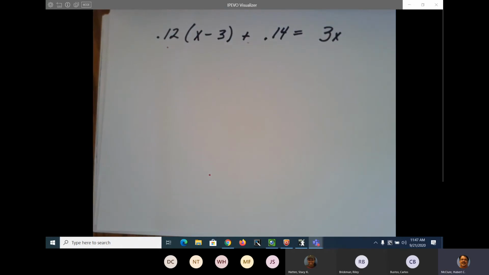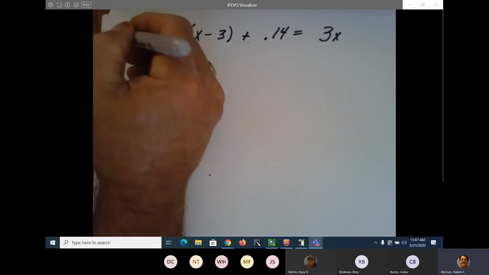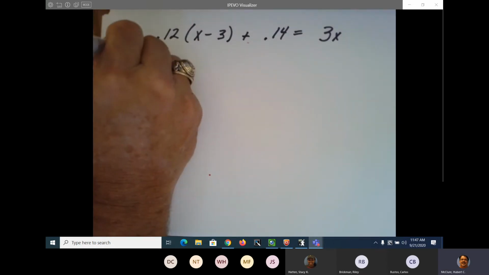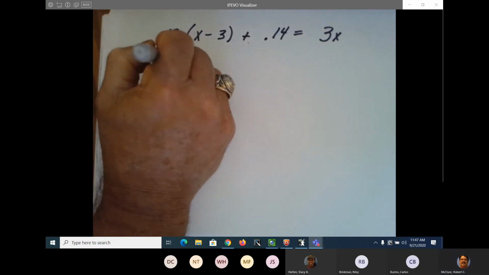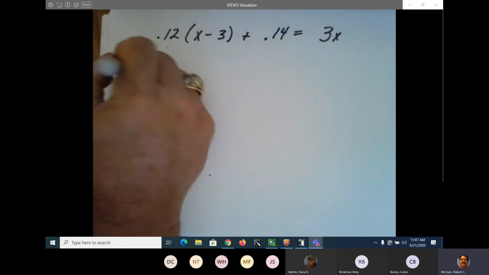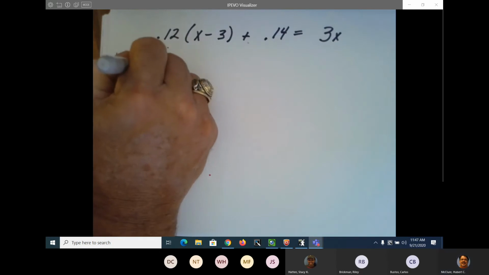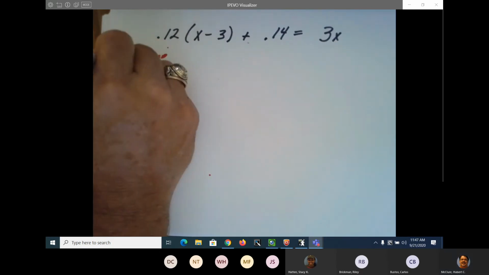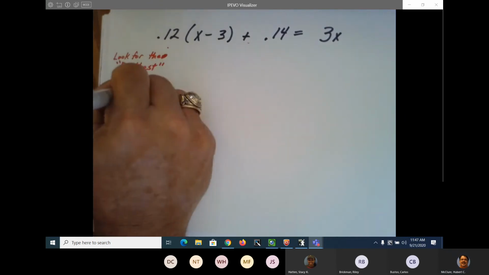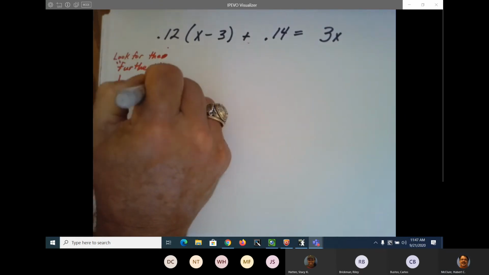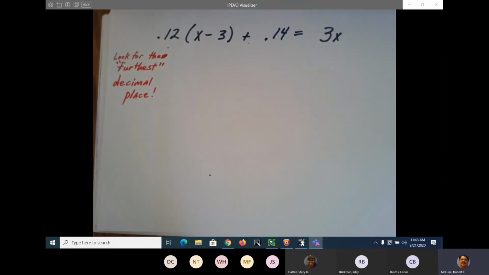All right, now this problem has decimals. What do you do when you have decimals? Well, first thing is, and I'm going to put this in red or pink, so that means it's important. First thing is, look for the furthest, and this is a Hubertism, decimal place. Look for the furthest decimal place.